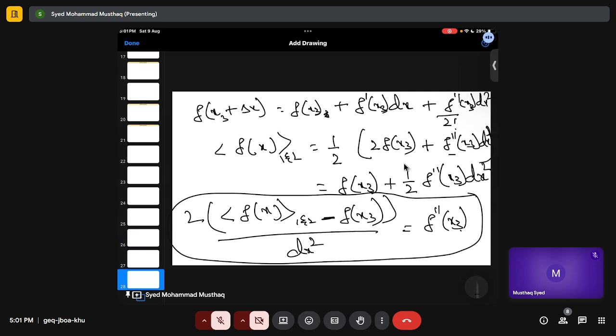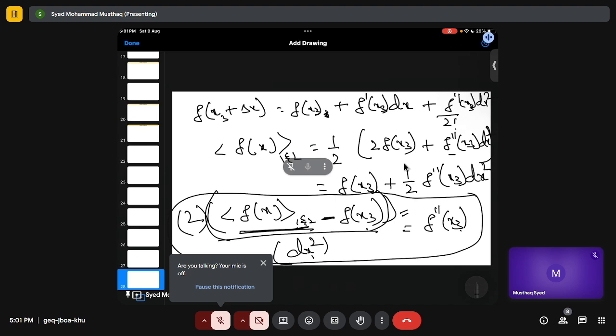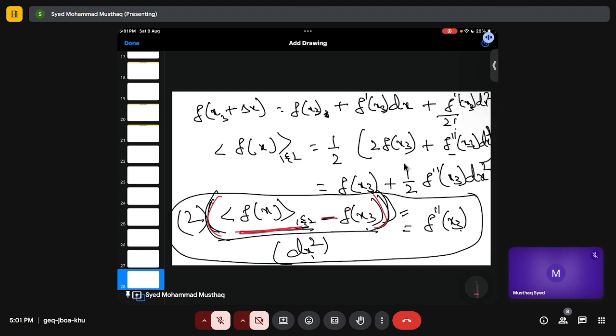See, so what does this mean? Average at 1 and 2 near x3 minus f of x3, divided by, just remember this one, that's all. What is this value? dx square is positive, it is differentiation, 2 is constant, it is positive. So the only value that is determining our relation is this term. So average near x3 minus f of x3, what is that value?